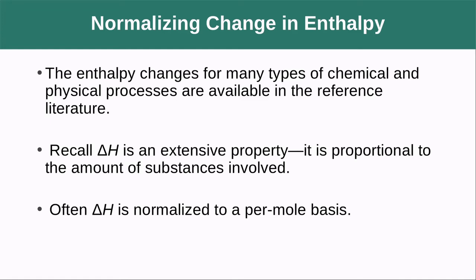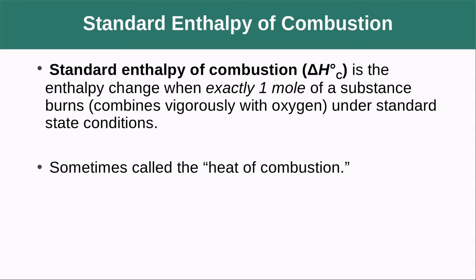The enthalpy changes for many types of chemical and physical processes are available in the reference literature. That's where we've started to figure out what the different values are at this standard state. Recall that delta H is an extensive property, meaning it's proportional to the amount of substance involved. So what I was discussing earlier: we're going to make it an intensive property by normalizing it to a per mole basis. We're going to take the typical delta H and divide it per mole.